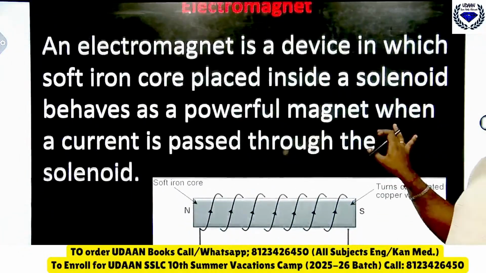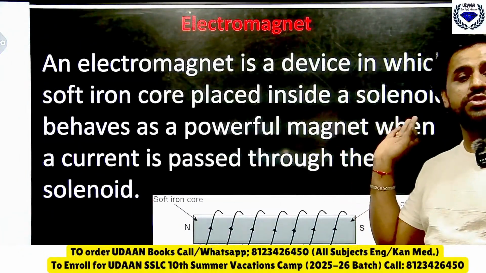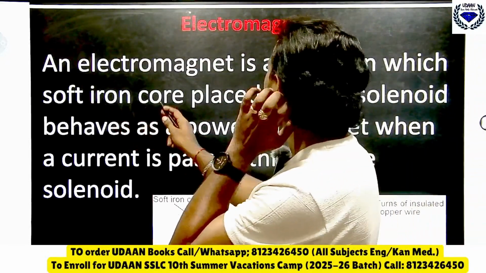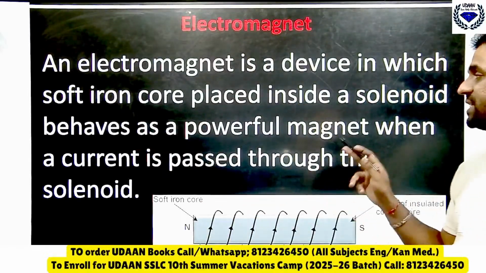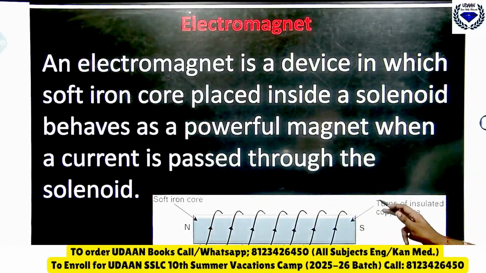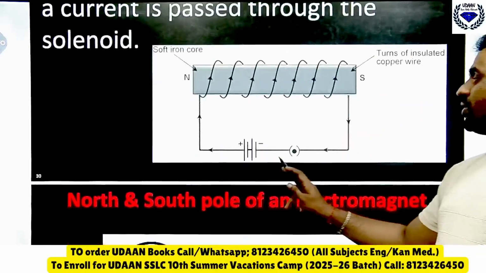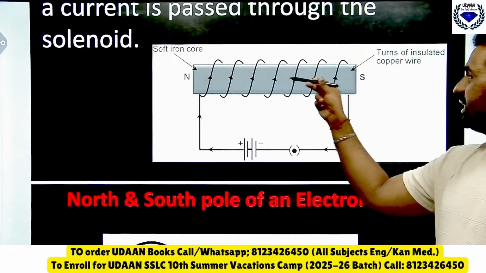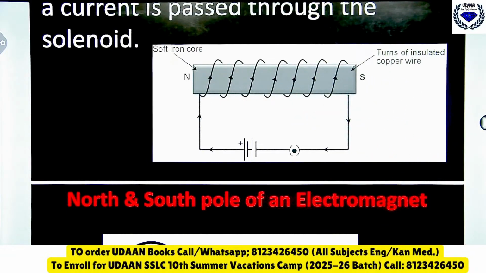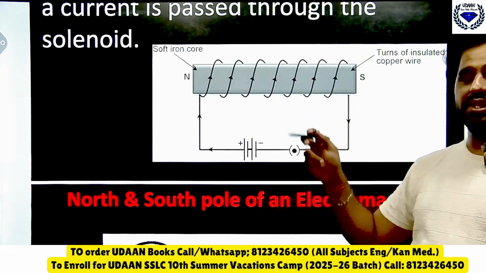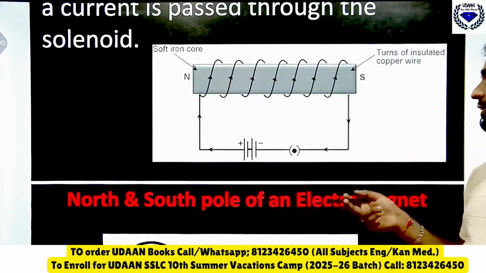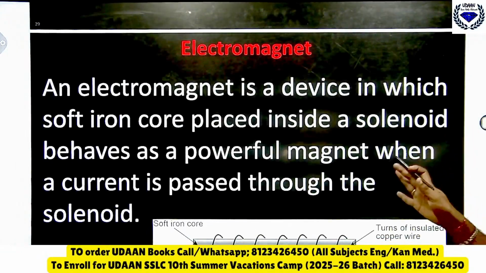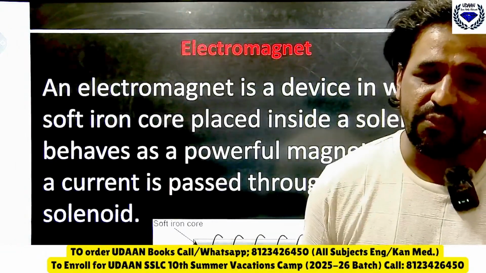An electromagnet is a device in which soft iron is placed. So which is the metal here? A soft iron core placed inside a solenoid behaves as a powerful magnet when current is passed through the solenoid. So when you pass the current through this solenoid and insert the soft iron core, it will behave like a strong magnet, which we call an electromagnet. Like this only you should write the definition, dear.